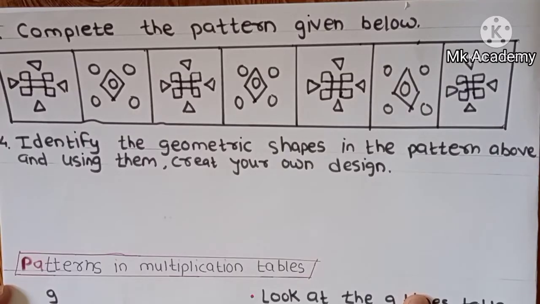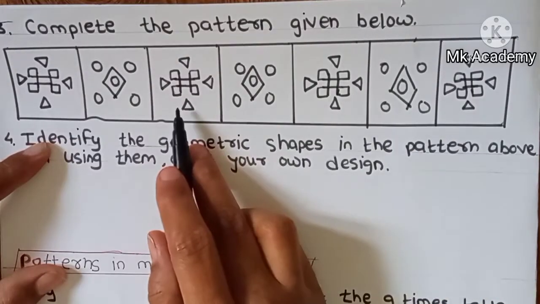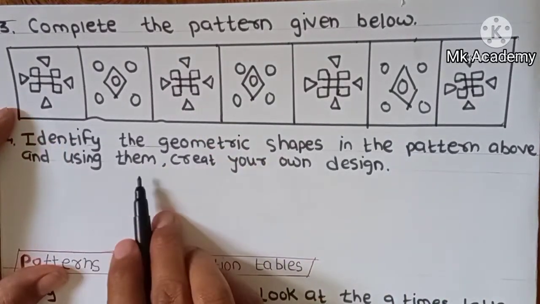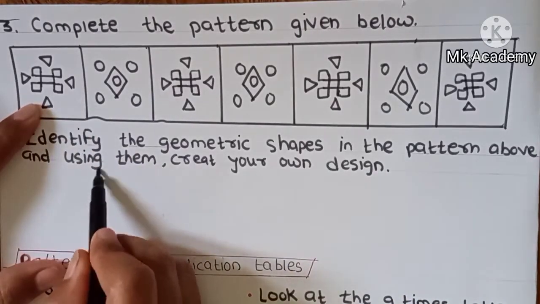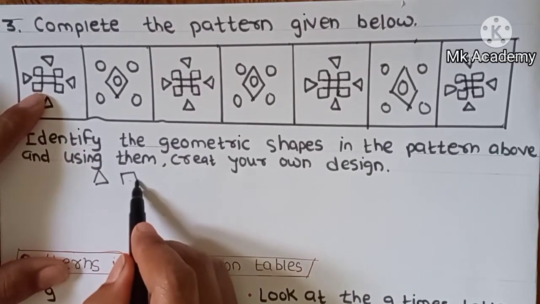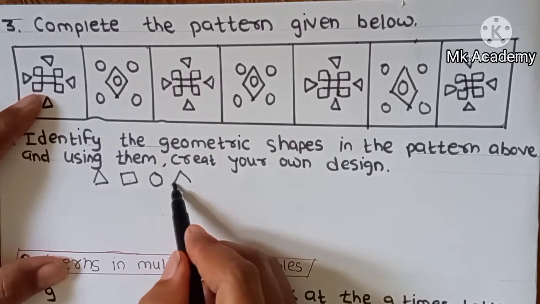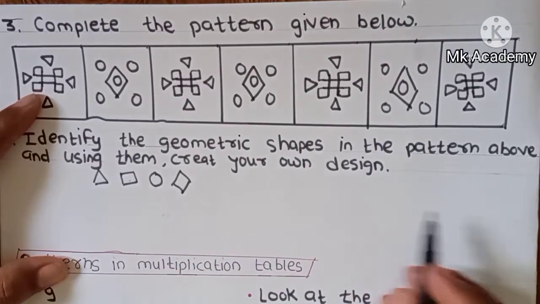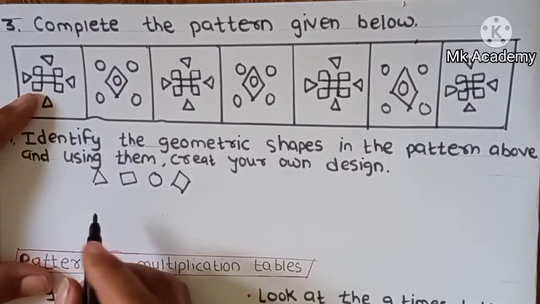Now question number 4. Identify the geometrical shapes in the pattern above and using them create your own design. Now here we have to identify the geometrical shapes in the pattern and using them create our own design. Now say this triangle, this square, circle, this diamond shape. Now from these shapes we have to create our own design.